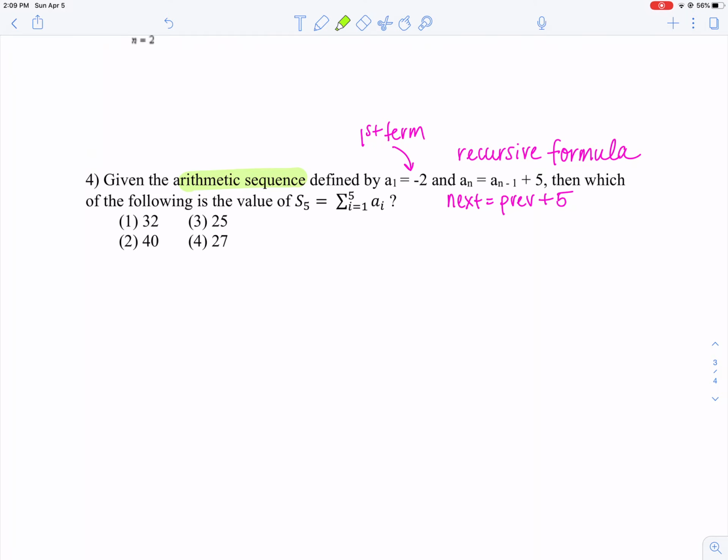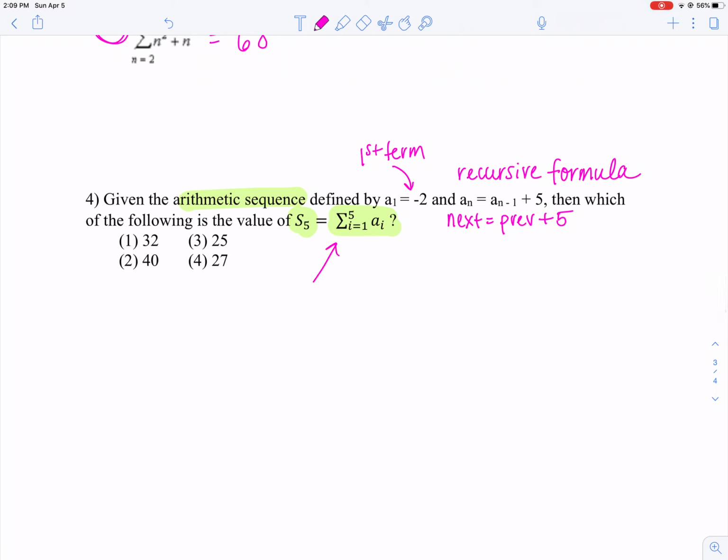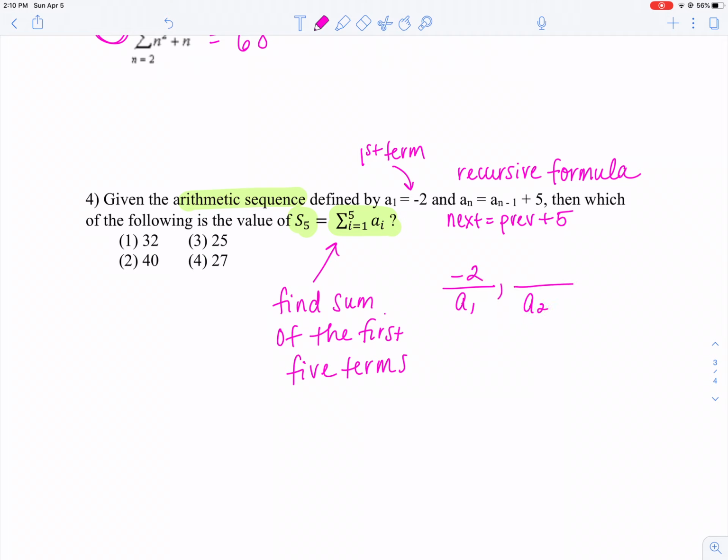Now look what this says. They want S of 5, so they want the sum. This literally means they want to find the sum of the first 5 terms. Now with a recursive, you can't put this into the calculator. You could write for yourself, a sub 1 is -2. I could write a sub 2, a sub 3, a sub 4. I guess I'm going to want to add them.